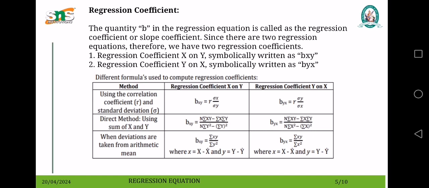When deviations are taken from the arithmetic mean, that means x is equal to x minus x bar and y is equal to y minus y bar, then we get the regression coefficient of x on y, bxy, is equal to summation of xy divided by summation of y square. Here x is equal to x minus x bar, and y is equal to y minus y bar. And the regression coefficient of y on x, byx, is equal to summation of xy divided by summation of x square. Here also x is equal to x minus x bar and y is equal to y minus y bar.